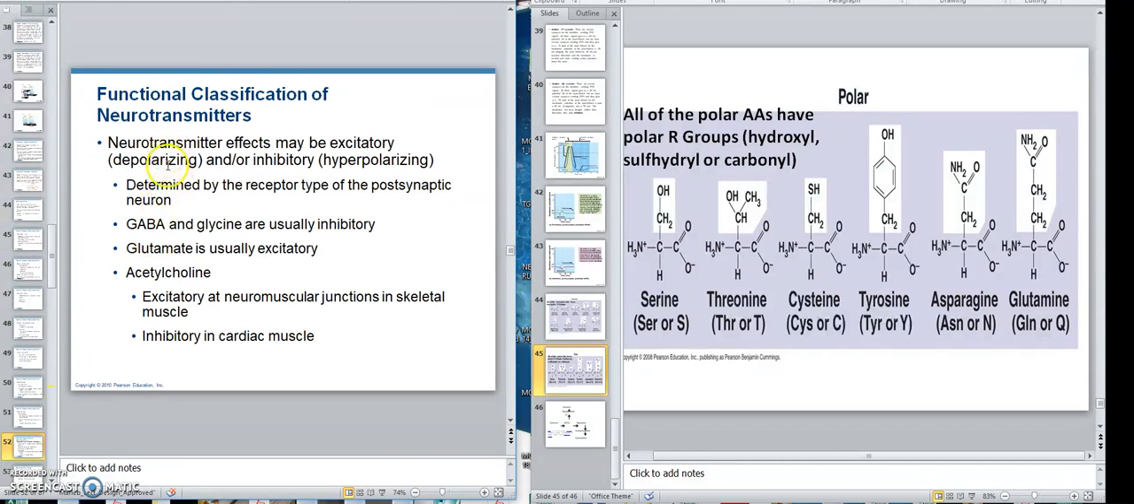Then we have some that are more EPSP versus IPSP type. GABA and glycine are usually IPSPers. Aspartate and glutamate, which I don't see here, are generally EPSPs. Here's glutamate and then aspartate too. Acetylcholine, you know that's the one that turns on the skeletal muscle. But it inhibits cardiac muscle. But see, skeletal muscle is the somatic. Cardiac muscle is working off the autonomic. We're going to get to that later. But you have to have receptors.